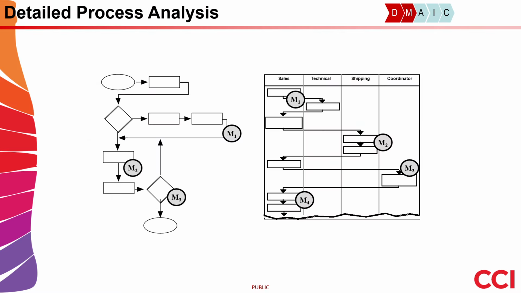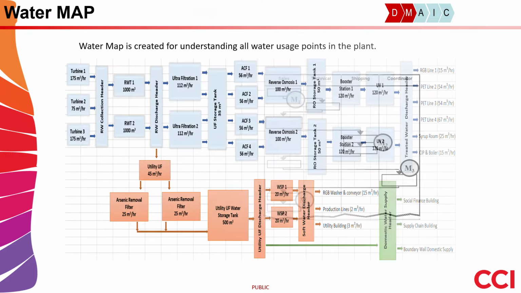So we will start from the first step. Number one is detailed process analysis. First we have to draw a process flow diagram of a process. We can draw it on different software, and then we have to categorize it, to see which portion comes in which category. For example, in this complete process drawn on the left side, there are four major stakeholders: sales, technical, shipping, and coordinator. In this way we are able to define the four stakeholders in this process analysis.